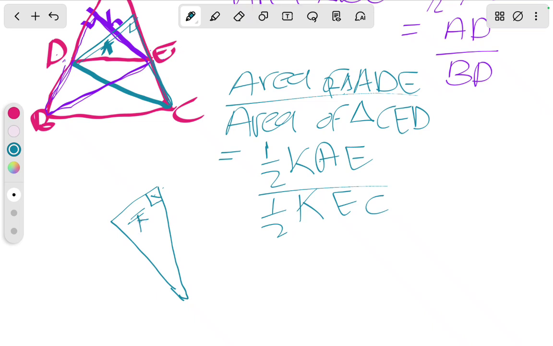So what I did here, let's say this is E, and this is C. This is a right angle triangle. In a right angle triangle, the height is going to be the height that is opposite, this one, because there's 90 degrees here.